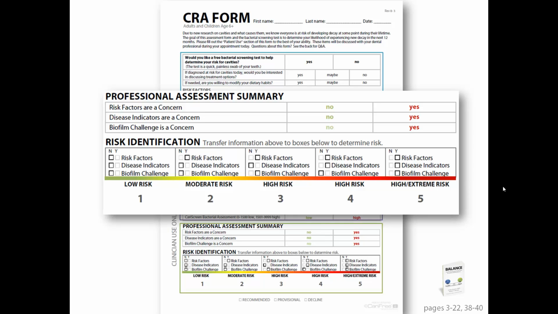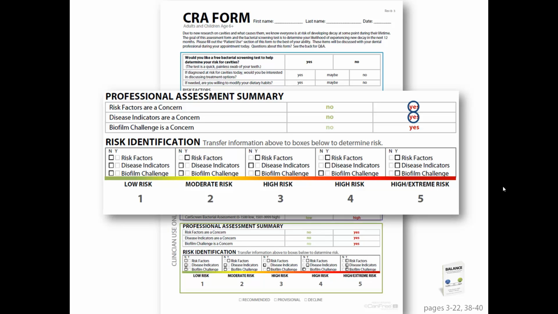We'll go through a quick sample patient to give you an idea on how to fill out the CRA form. Under risk factors, let's say our sample patient selected yes to dry mouth and yes that they take multiple daily medications. We'll go ahead and say that yes, those risk factors would be a concern. Next, for disease indicators, let's also say that this patient came in with new decay today, so we will also circle yes, the disease indicators are a concern.